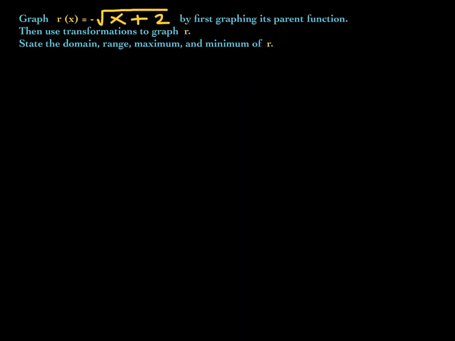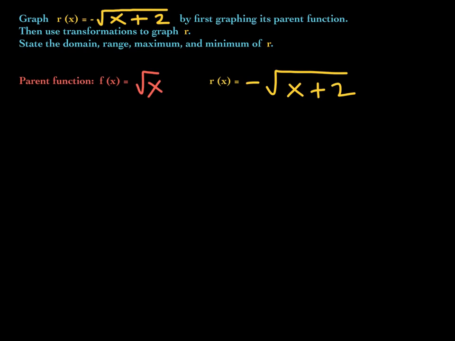Check this out. Graph function r, which is negative square root of x plus 2, by first graphing its parent function, and then we'll use transformations. All right, everybody. The action that I see in my function is this square root. So because I see a square root, that means the most basic square root function is my parent function. All right, so I have my parent function identified.